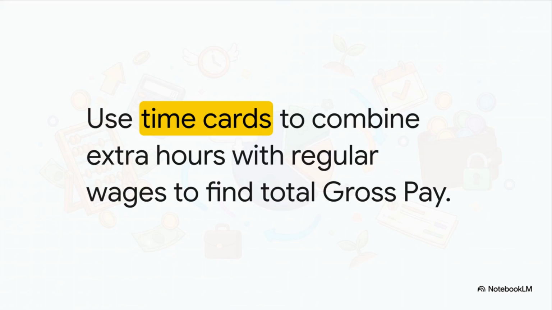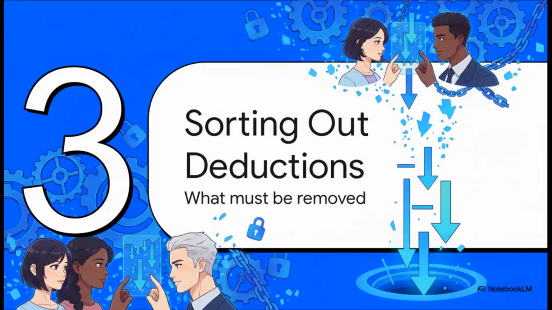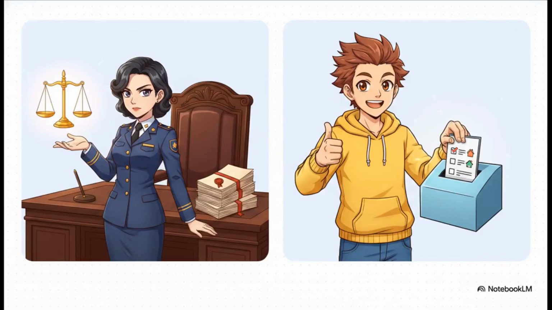Gross pay is the grand total, the absolute maximum amount earned before anything whatsoever is subtracted out. Let's look at Section 3, sorting out deductions. What must be removed? Moving logically to our second pillar, we need to sort out the necessary subtractions from that gross amount we just found.